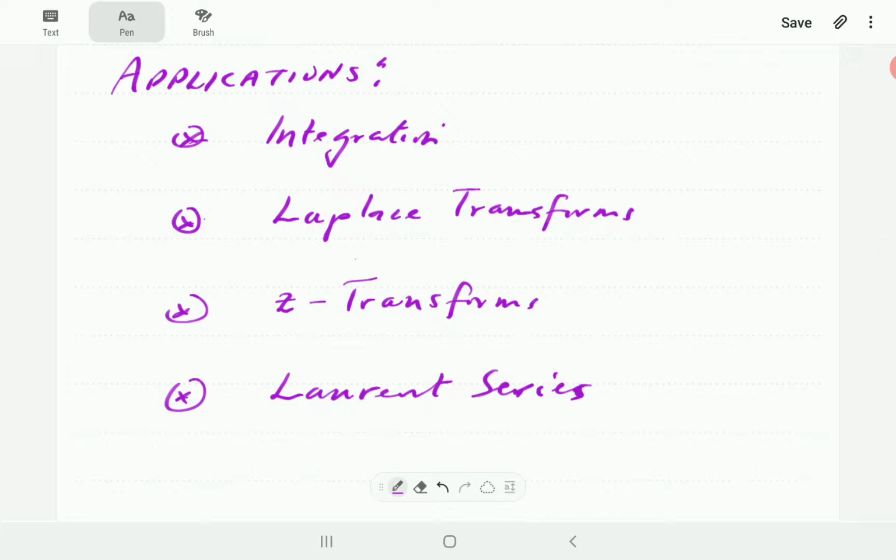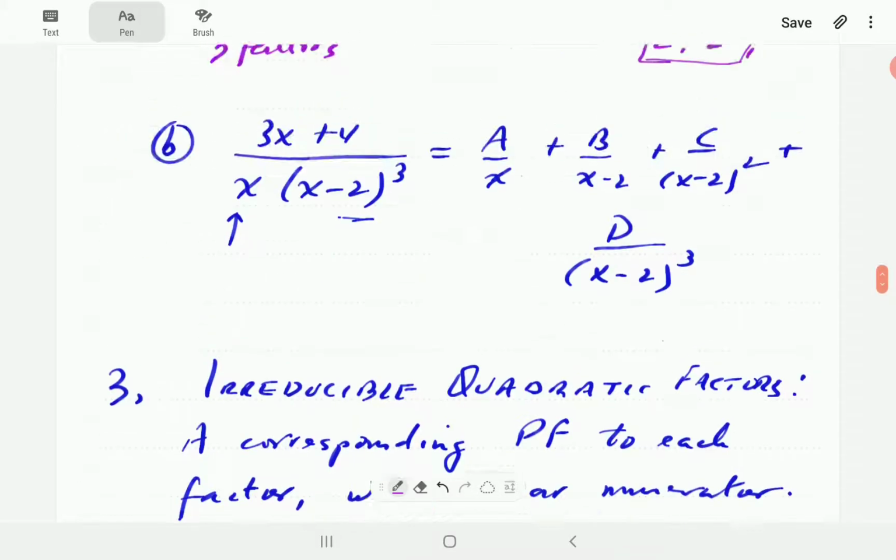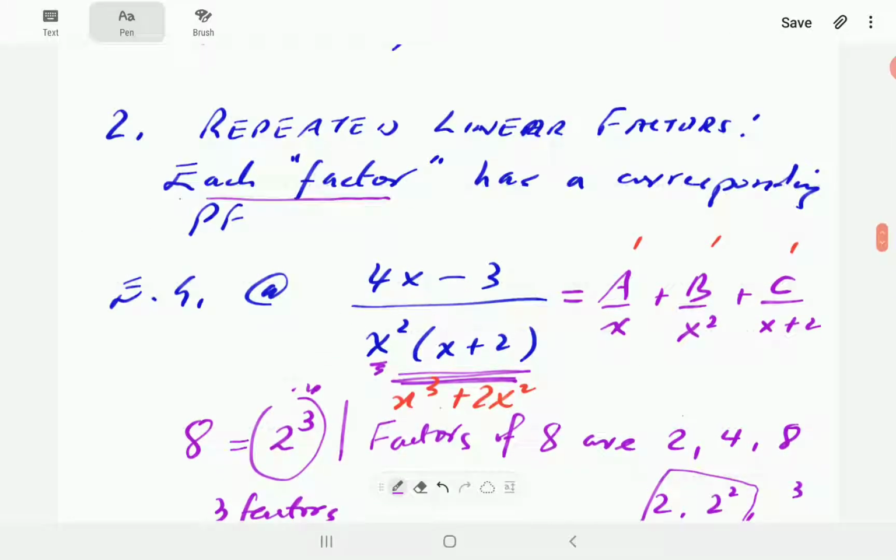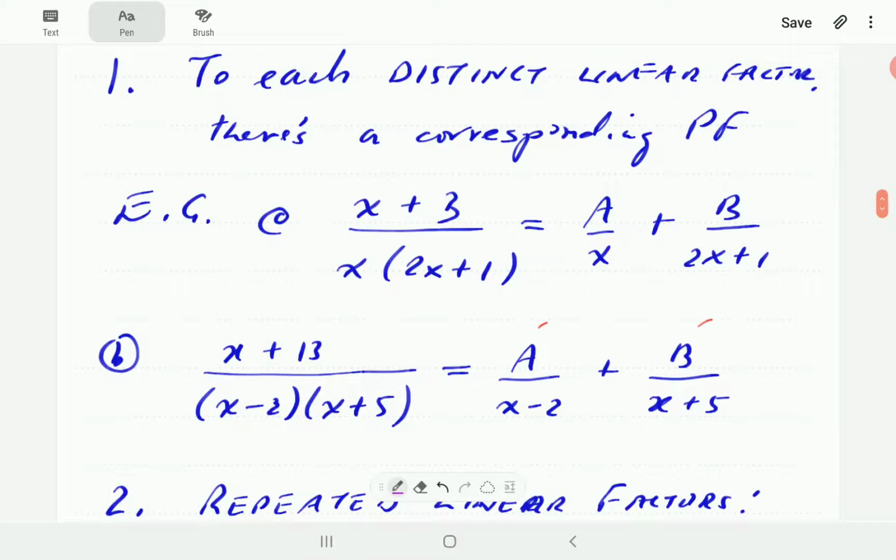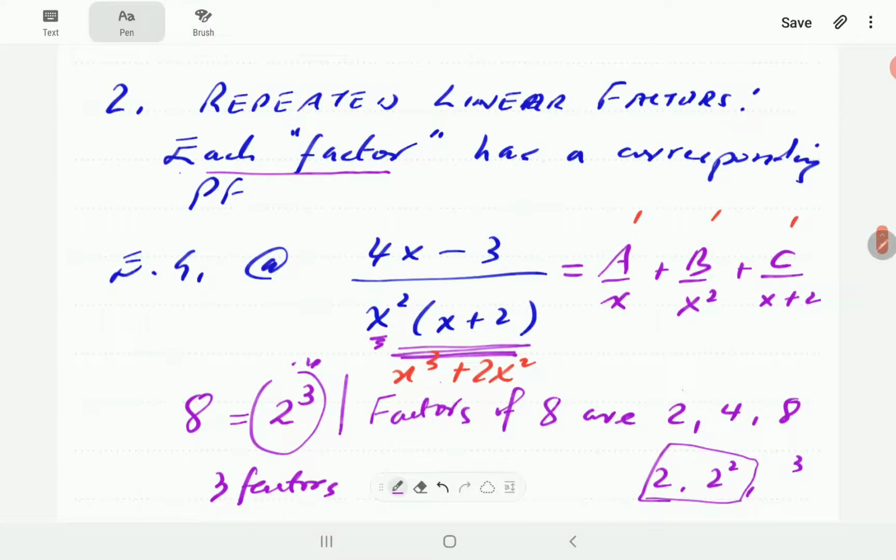All right, so in the next video then we'll start looking at the case of how you find a and b and c when you have got distinct linear factors. Then there's going to be another video for repeated linear factors, etc.